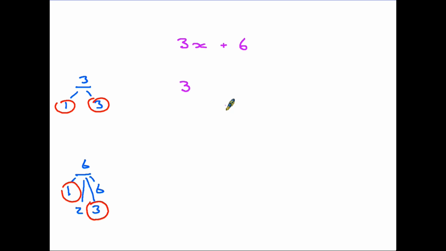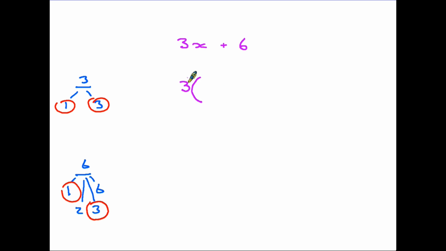Now that we have finished with the numbers, we look at the letters, and remember, we have to have a letter that is common to all terms. Now in this expression we have an x here, but there is nothing in the other term, therefore there is nothing we can do. There are no common factors. So we have done the numbers, we've done the letters, we have taken out everything that we can. We now open the brackets.